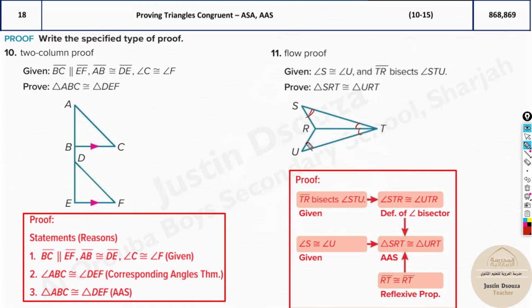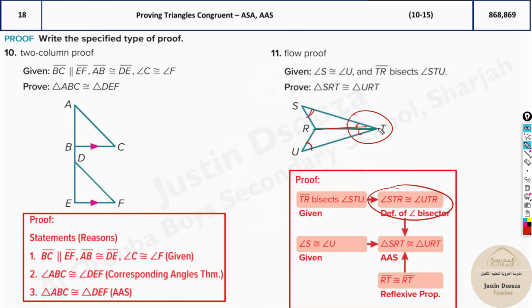Now this is given. This is not given. These angles are not given. They have told it bisects. Because it bisects, we can tell these angles are equal because that's the definition of a bisector. And what was given over here? S and U is given. Now we need one more side. Two angles are done. One more side that is equal, right?